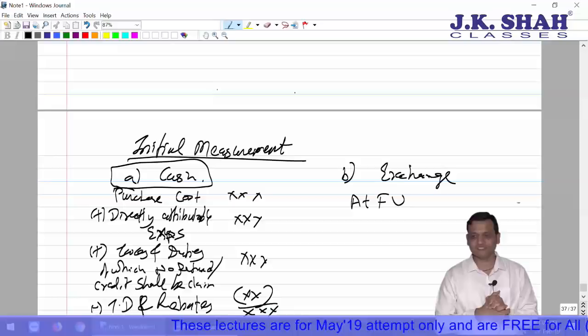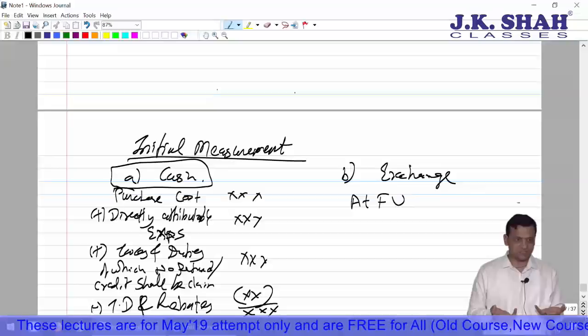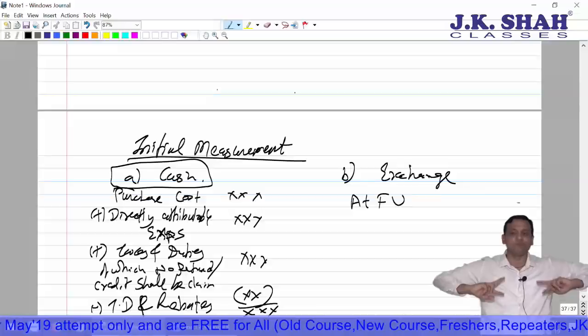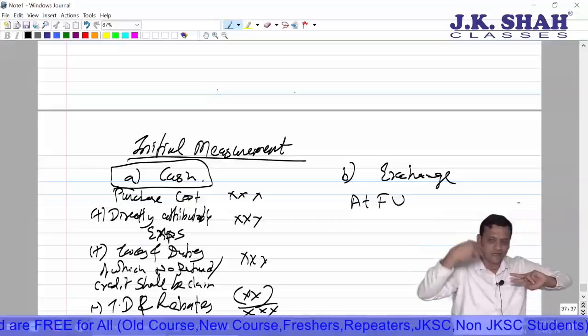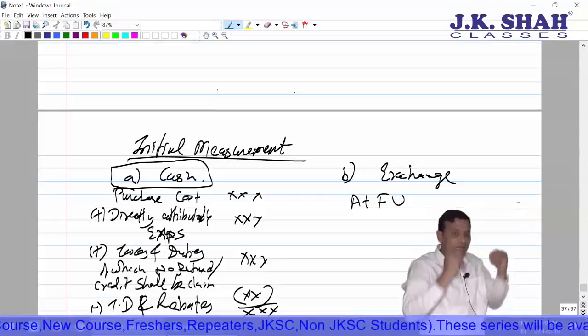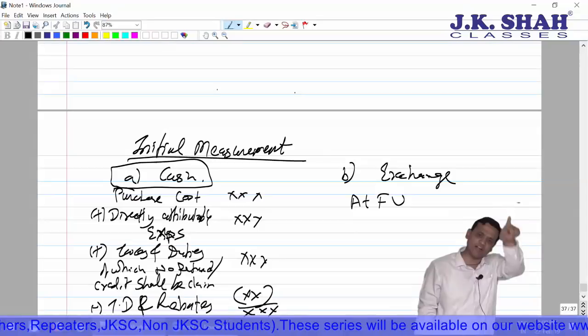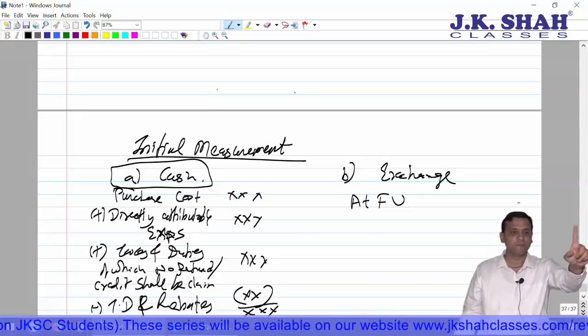So if there is an exchange, now what is going to happen? Can I say some asset goes out and what comes is an investment property? What is going out is some asset. It may be PPE, intangible asset, debtors, inventories, whatever is going out. Something is going out. What is coming in? Investment property. So at what value should investment property be recognized? At fair value, unless two conditions. First condition: if the transaction lacks commercial substance, then it will not be recognized at fair value.